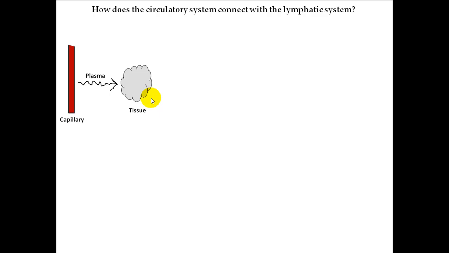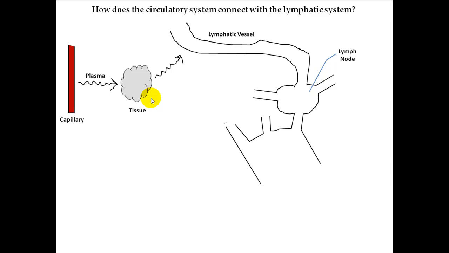From there, that plasma can actually go from the tissue and seep into the lymphatic system. And so remember we said that the fluid that you find flowing through the lymphatic system is called lymph, and that's basically how that lymph gets into the lymphatic system. It's because of plasma leaking out of the capillaries and bathing the tissue and then making its way into the lymphatic vessels.